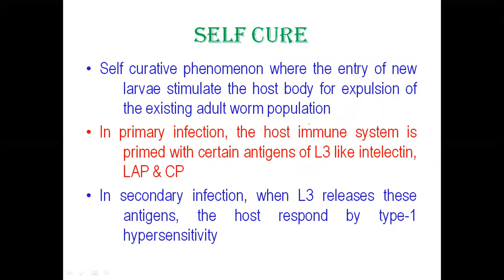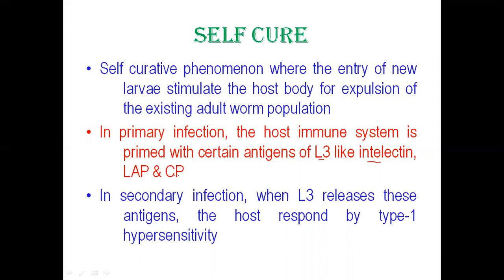Okay, coming to the last one, that is self-cure. It is just like crisis, the entry of the new population provides expulsion of the adult ones. Okay, in primary infections, especially of the L3, there are certain enzymes like leucine aminopeptidase and cysteine proteinase, which prime the host. So in secondary infections, when the L3 comes again, they release again the leucine aminopeptidase (LAP) and cysteine proteinase.